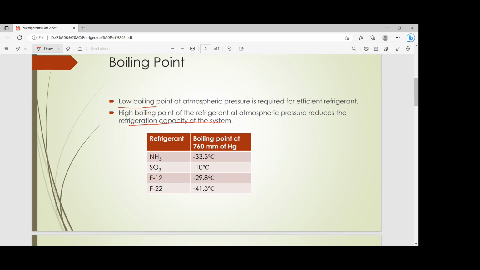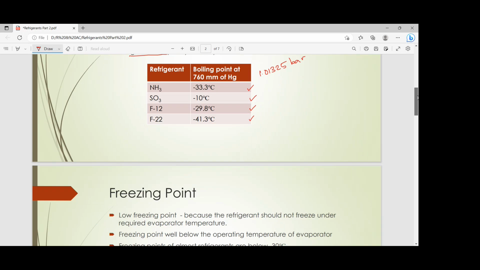So in the table, they have given you a few refrigerants. For example, ammonia at atmospheric pressure, which is 1.01325 bar, or 760 millimeters of mercury, or 76 centimeters of mercury. For ammonia, the boiling point is minus 33.3 degrees centigrade, and for sulfur dioxide it is minus 10. For Freon 12 it is minus 29.8, and for Freon 22 it is minus 41.3. As we are following Refrigeration and Air Conditioning by Domkundwar, you can also refer to the textbook to see a lot of other refrigerants and their corresponding boiling points.